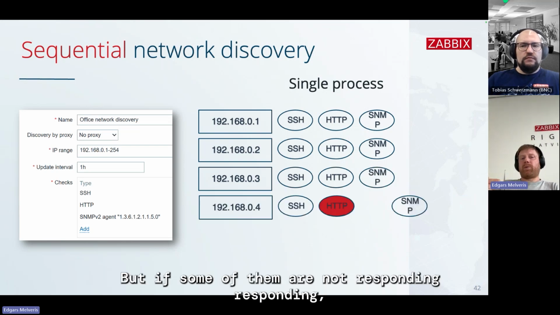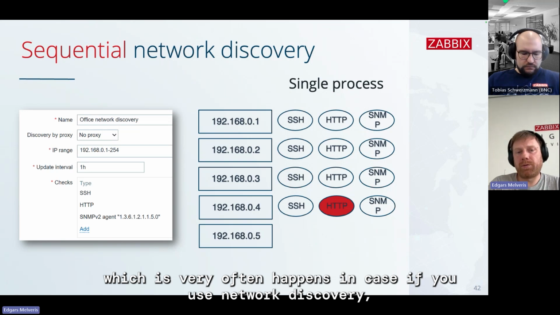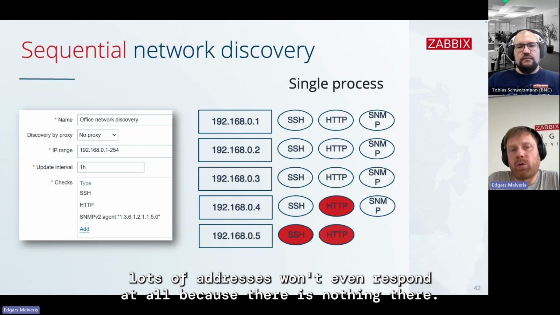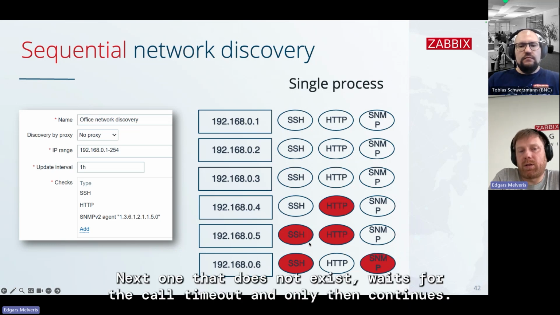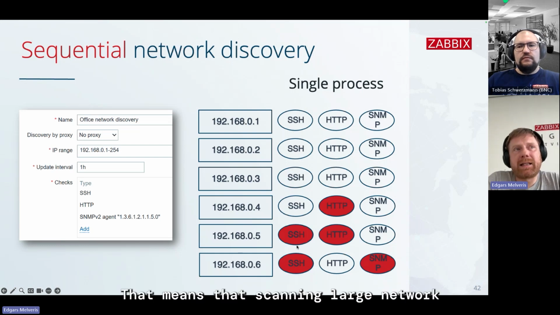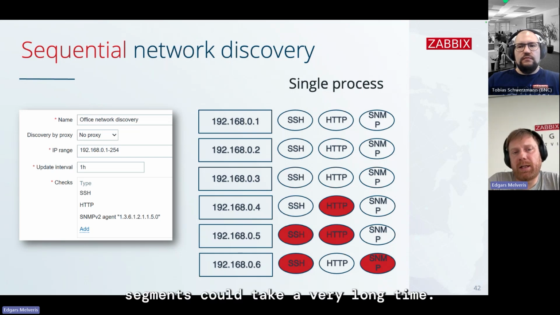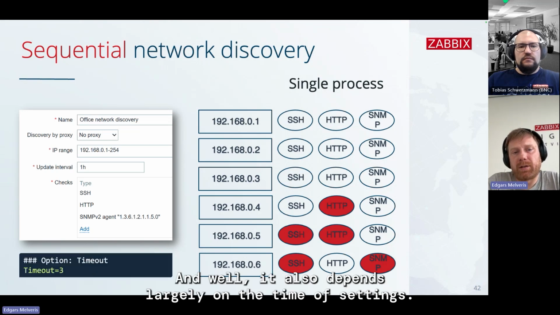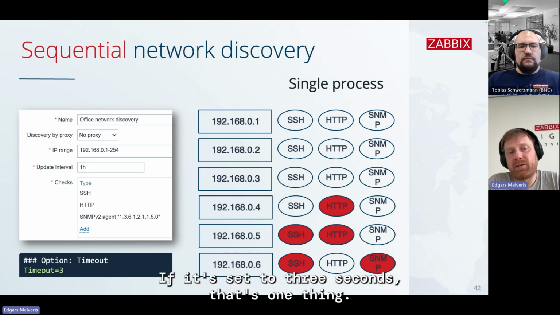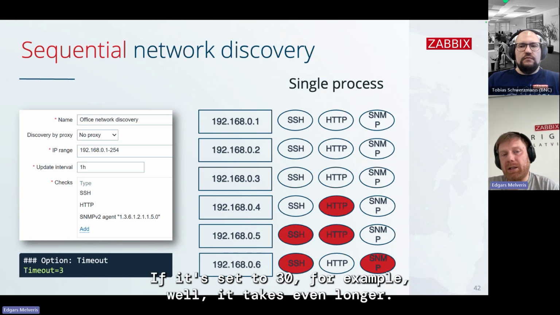But if some of them are not responding, which very often happens when you use network discovery, lots of addresses won't even respond at all because there is nothing there. Then again, the whole process waits for the timeout here and only then continues. The next one that does not exist waits for the whole timeout and only then continues. And that means that scanning large network segments could take a very long time. It also depends largely on the timeout settings. If it's set to 3 seconds, that's one thing. If it's set to 30, for example, it takes even longer.